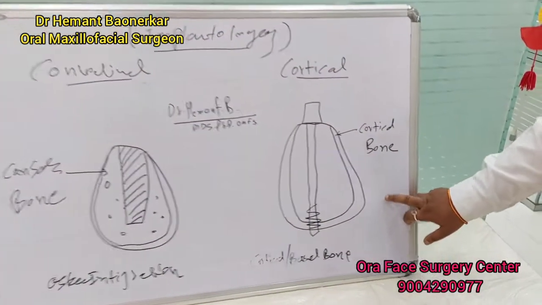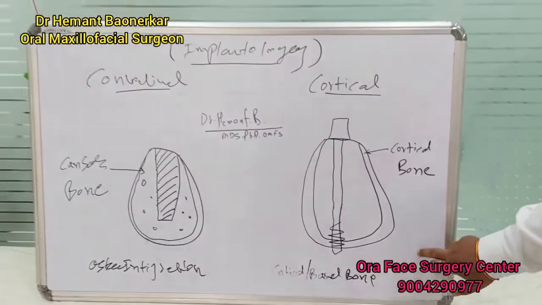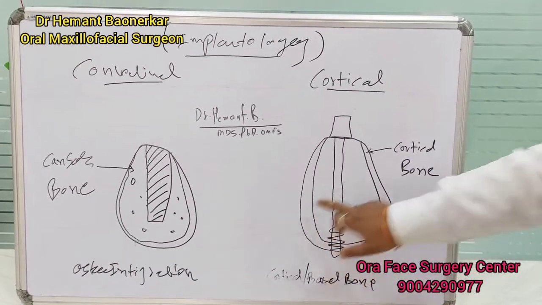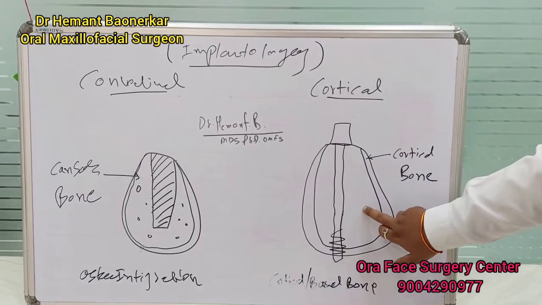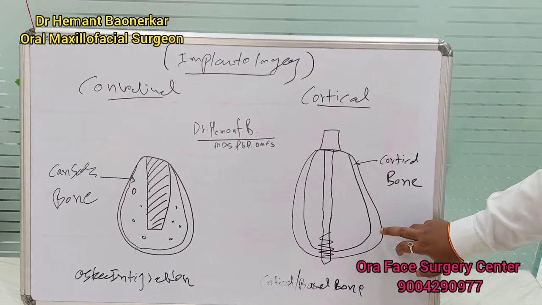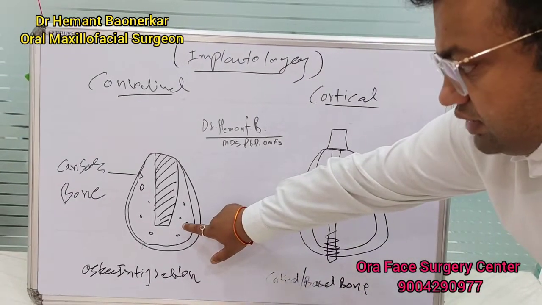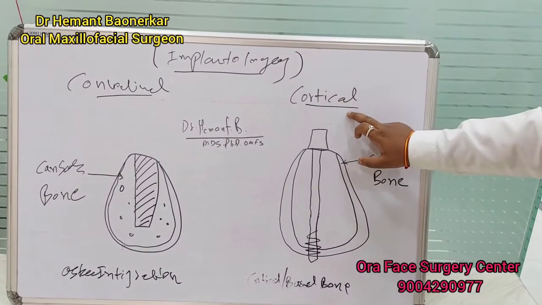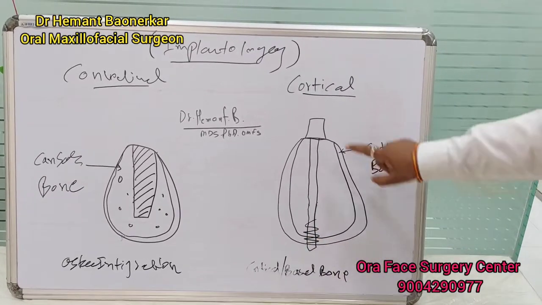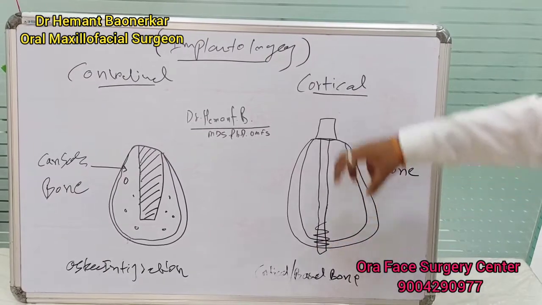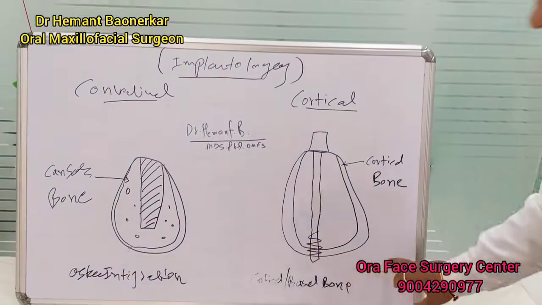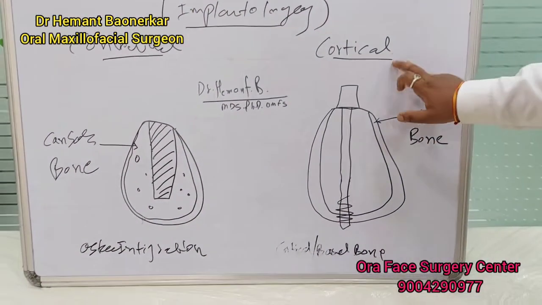And look here, for the cortical or basal implant, the primary stability comes from the engagement of the cortical bone, right? Here we can see this is the cancellous bone, and this is the cortical outer bone. The thickness and density of the cortical bone are always higher compared to the cancellous bone, right? So in the cortical or basal implant, we have to engage the basal bone. That's why we are able to load immediately, because we get immediate stability. So this is the basic difference between the conventional implant and the cortical implant.